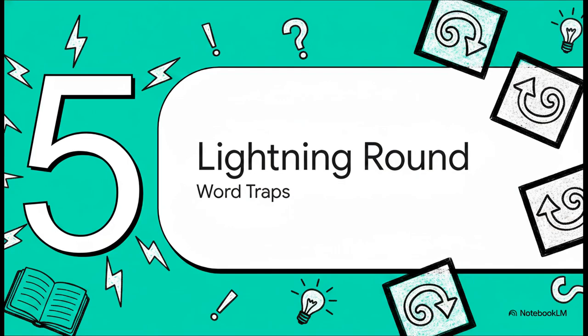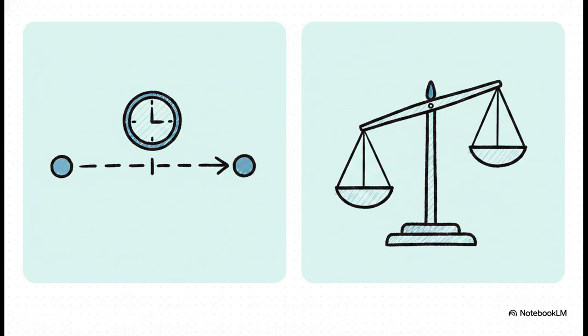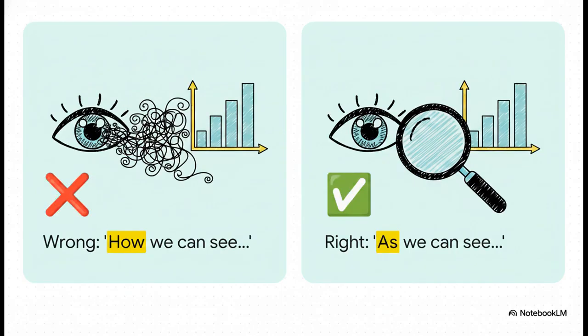All right, time for a lightning round. We are going to rapidly fire through 4 super common word mix-ups that can cost you really easy points. You ready? Let's go. First up, then versus than. Super simple. Then, with an E, is for time. First this, then that. Than with an A is for comparing things. Bigger than, smaller than. Got it? Don't mix them up. Next, this one's easy to fix. You never ever write how we can see. The correct standard academic phrase is always as we can see. Just lock that one into your brain.